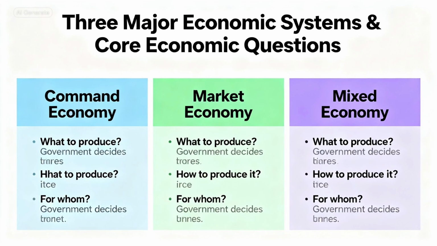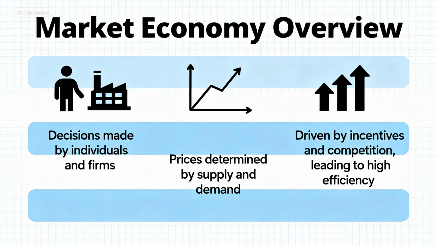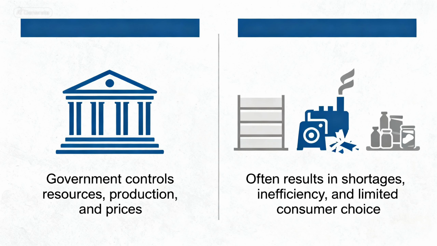Next is economic systems. Let's look at the major economic systems that answer the big economic questions of what to produce, how to produce it, and for whom to produce. First, there's the market economy, with decisions made by individuals and firms. Prices are determined by supply and demand, driven by incentives and competition, leading to higher efficiency. Next is command economy. Government controls resources, production, and prices, often resulting in shortages, inefficiency, and limited consumer choice.